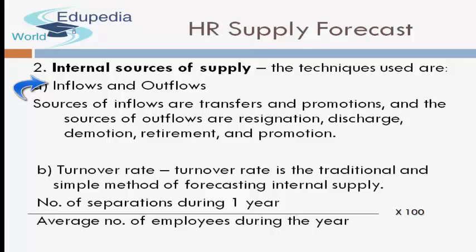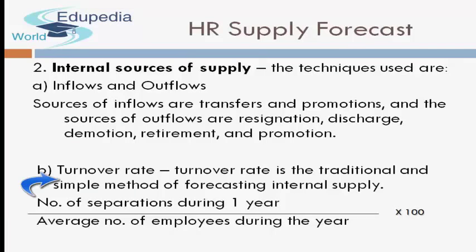Sources of inflows are transfers and promotions, and the sources of outflows are resignation, discharge, demotion, retirement, and promotion. Keeping this in mind, how many people were transferred, how many were promoted, how many left the organization, how many were taken into the organization. So this is the inflow and outflow, and keeping this in mind, the supply forecast can be anticipated.